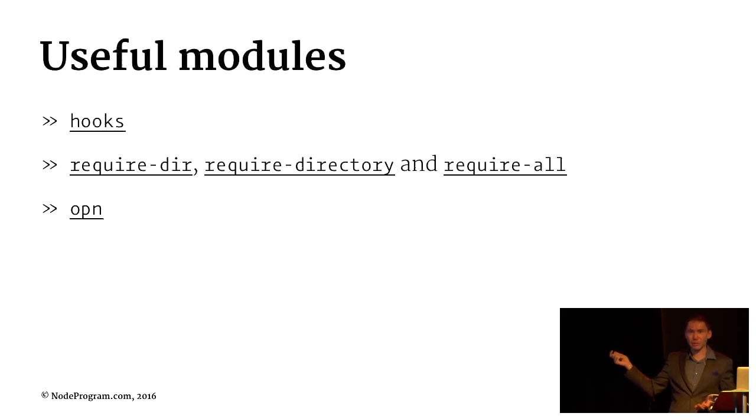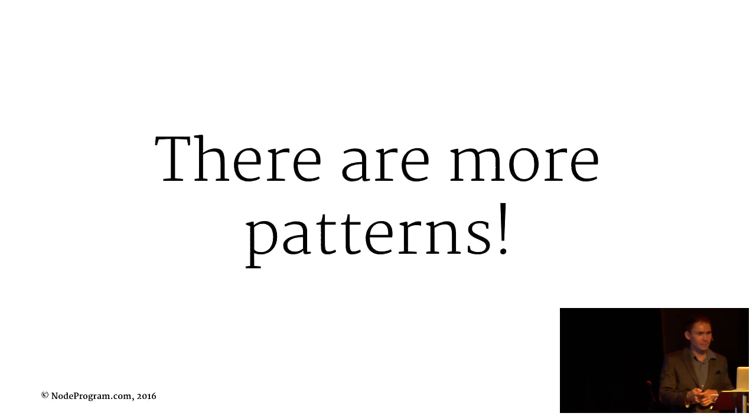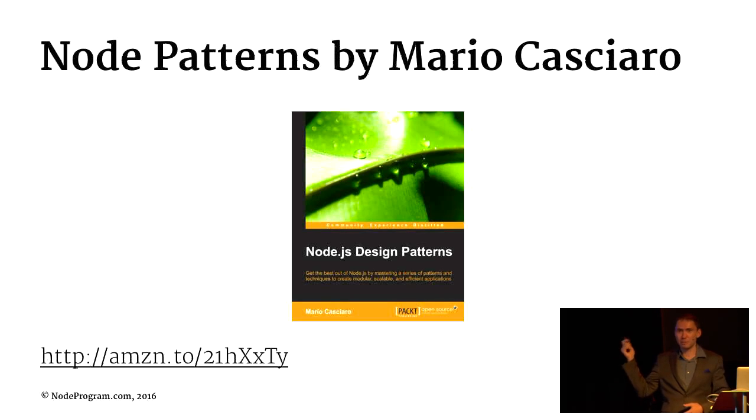There are good modules, for example, hooks we didn't talk about, but Mongoose, very popular database module, it uses this library to implement its hooks. Then for the plugin pattern, if you don't want to manually import each file, you can use one of these libraries. So it will import and export the whole directory. OPN, that's a small library that will open the browser from your Node process. And obviously there are more patterns. Good book, highly recommend, by Mario, Node Design Patterns.